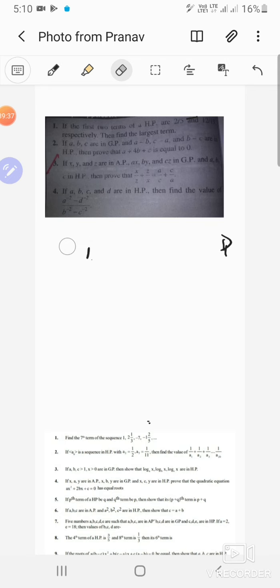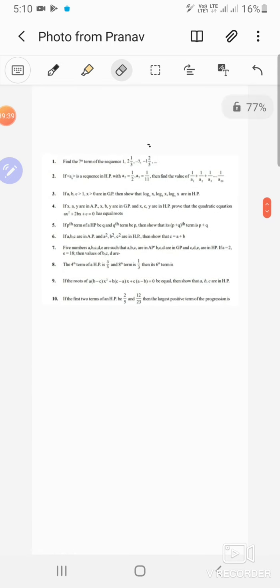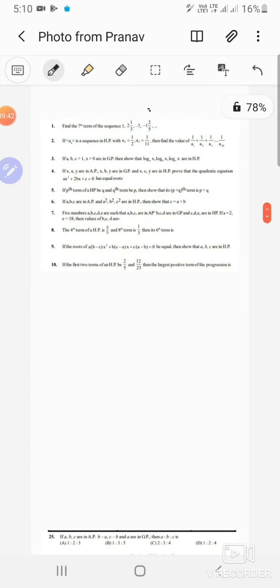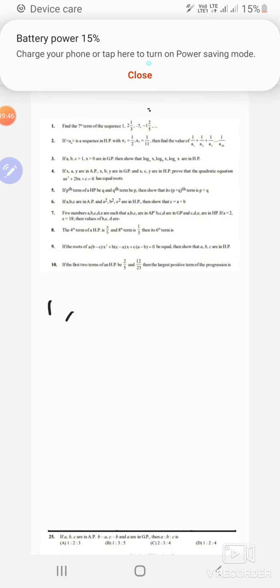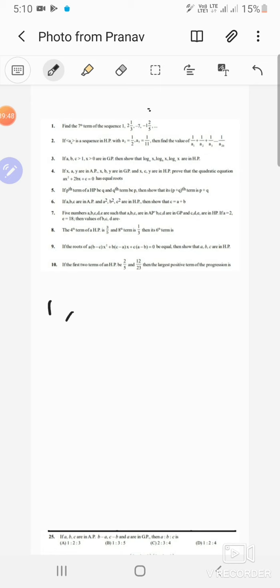This was easy. Let's go to the next question. Find the 7th term of the sequence 1, 2 and 1/3. Oh, 2 and 1/3 is going to be 7 by 3, and then minus 7, and then this thing minus 1 and 2/5. Wow, so 1 and 2/5 is minus 7 by 5, fine, and dot dot dot.